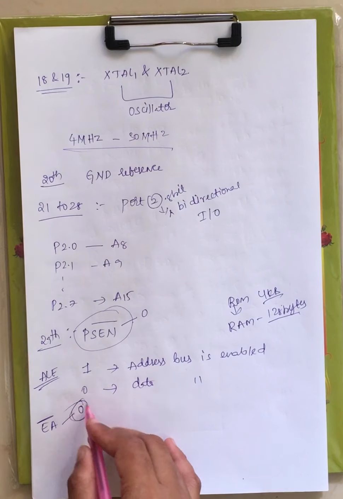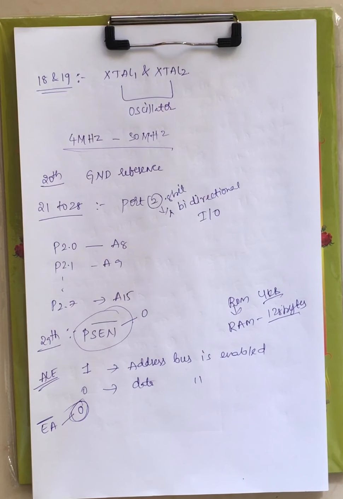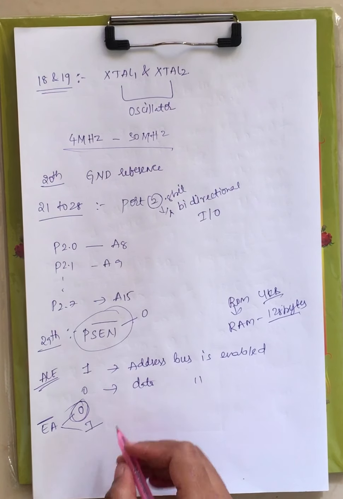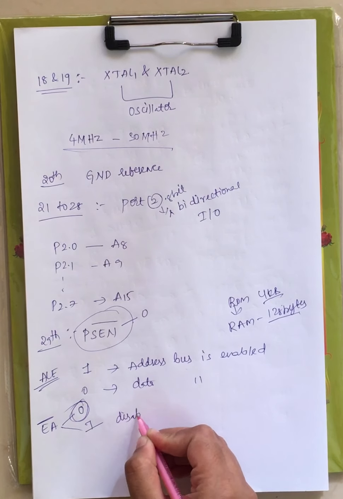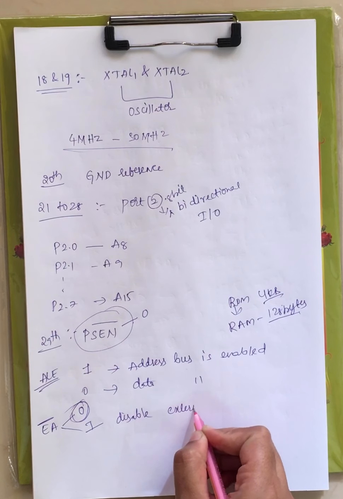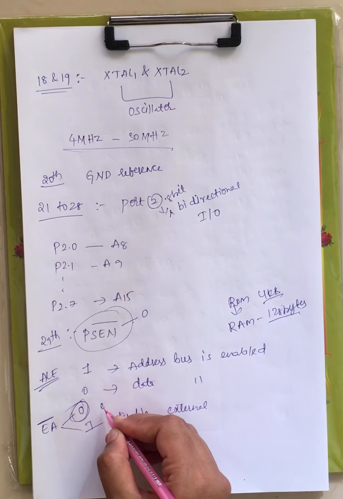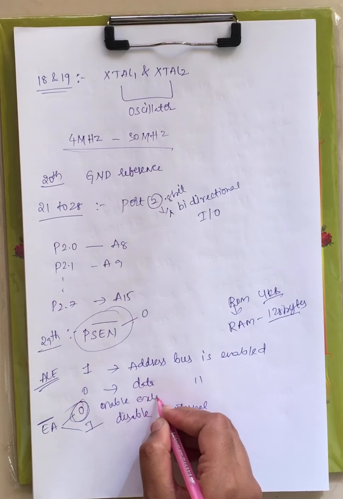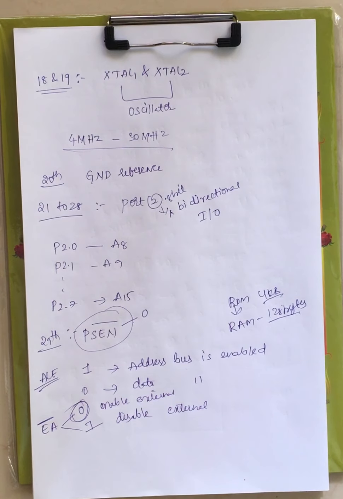When it is logic 0, you can enable external memory interfacing. When it is logic 1, you can't. That means you can disable external memory interfacing, and for logic 1, disable external memory interfacing, and for logic 0, enable external memory interfacing, right? Now this is a very, very important pin of 8051, that is external access, right? If a user wants to interface external memory, then this particular pin has to be set to 0, right?